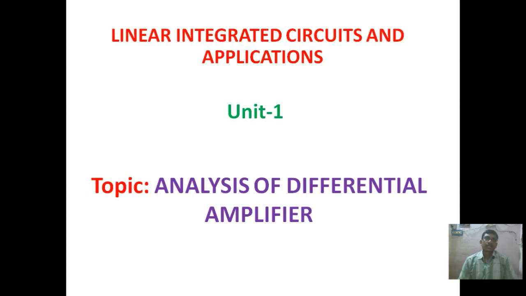Hello students. So in the last class we have seen what the differential amplifier is and the different differential amplifier configurations. So first of all, what is a differential amplifier? A differential amplifier amplifies the difference between the input signals. Suppose one input is 6 volts and another input is 4 volts, then the difference is 2 volts. That 2 volts will be amplified by the amplifier. That type of amplifier is called a differential amplifier.